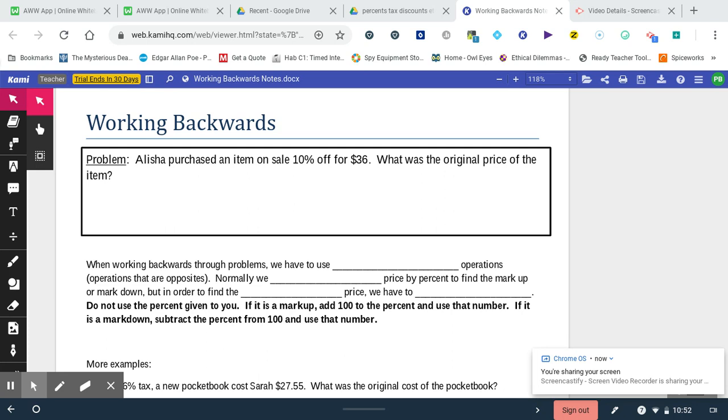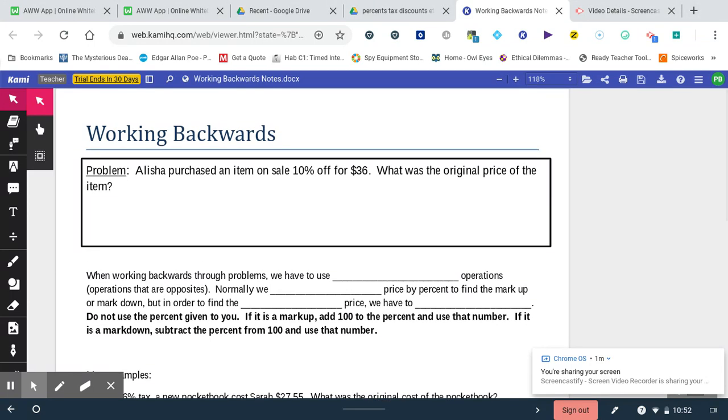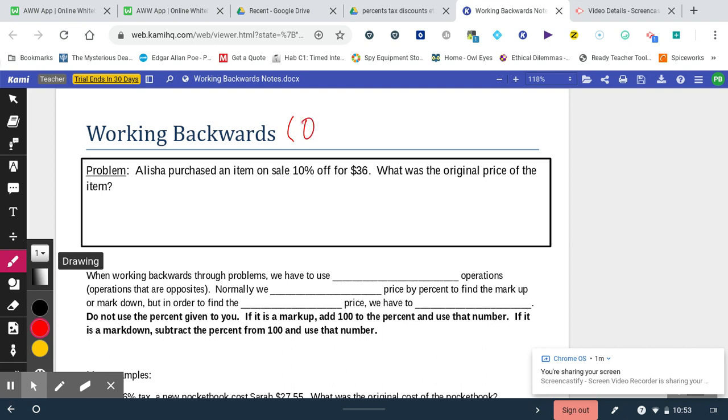Normally, like in the last two videos where I broke them up into part 1 and part 2, finding percents, we're working with percents. Normally what we do is we're given a price and then a percent, an original price, and then a percent, and then we would have to multiply. But now you're going to be looking for the original price. So we're going to work backwards when we're looking for an original amount.